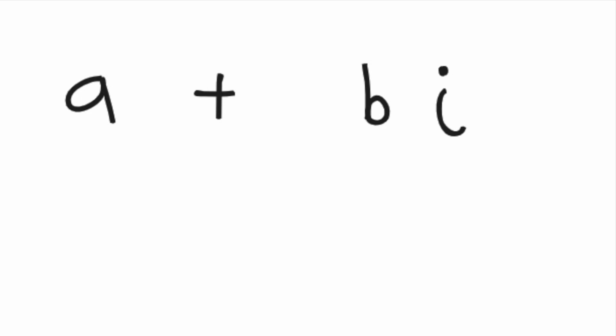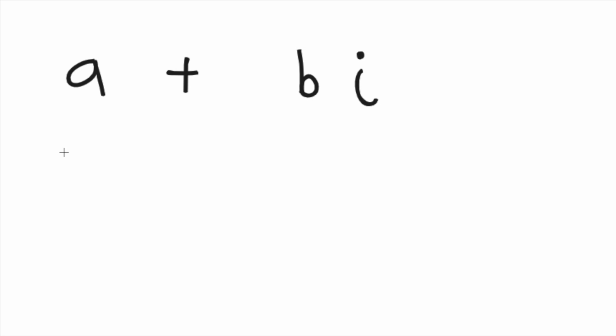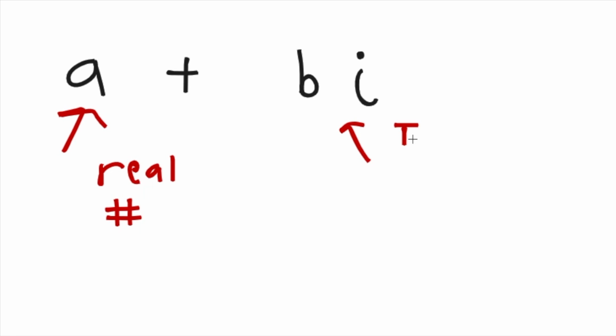For today's video, we'll be talking about adding, subtracting, multiplying, and dividing complex numbers. For complex numbers, we have this form. It has a specific form, a plus bi. The a is a real number. The b with the i is going to be the imaginary part, so that's going to be the imaginary number in this case.